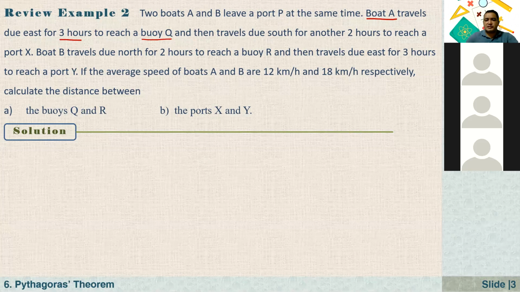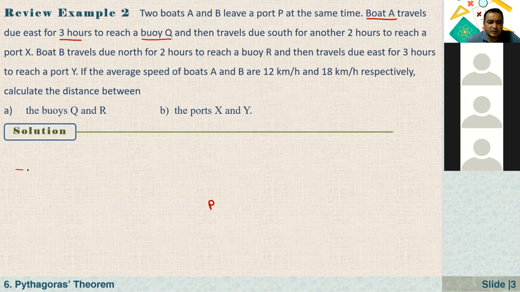Now in the question, the first sentence says that two boats A and B leave port P at the same time. Okay, let's just start from somewhere. Let's say this one is port P, right? So that is port P. And A and B. A travels due east for 3 hours.